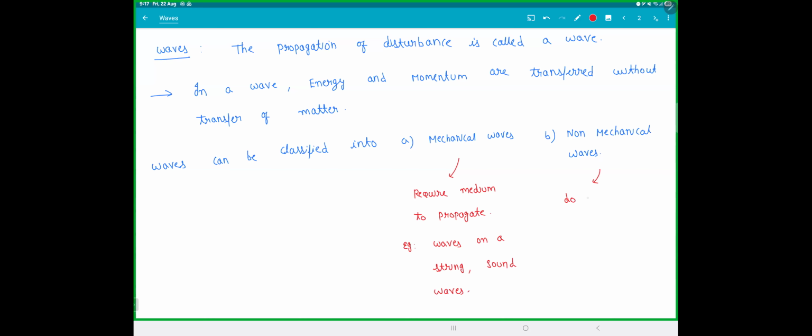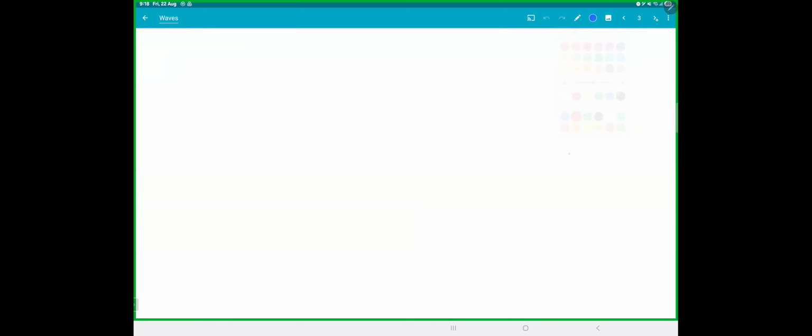These things do not require a medium to propagate. Example, electromagnetic waves. When it's electromagnetic waves, it's a whole spectrum basically. You have light, you have X-rays, you have infrared, UV. All these are electromagnetic waves. So this is one way you can classify the waves, based on whether they require a medium or they don't require a medium. Another classification, you can also classify waves based on the propagation of the particles.